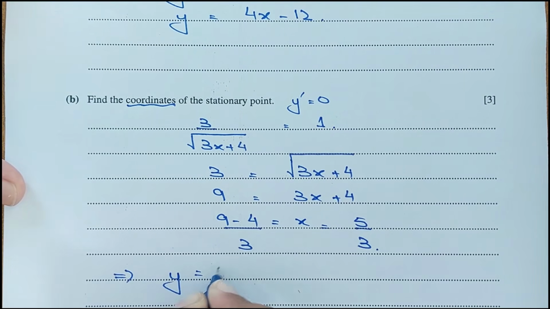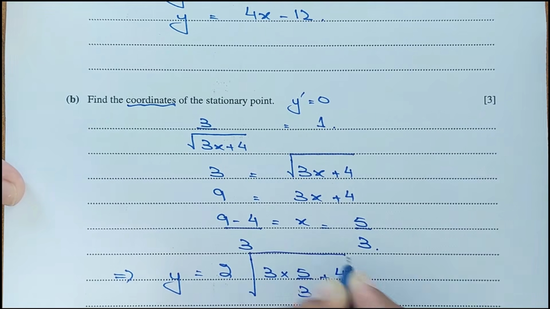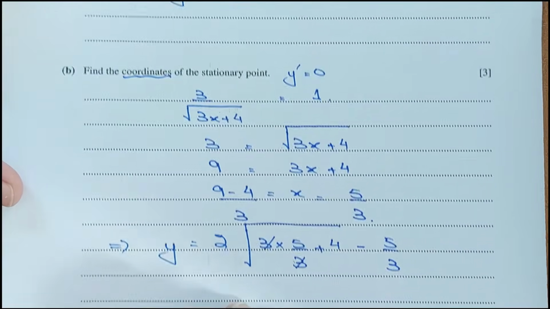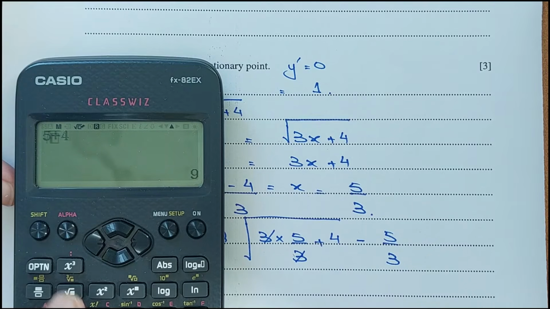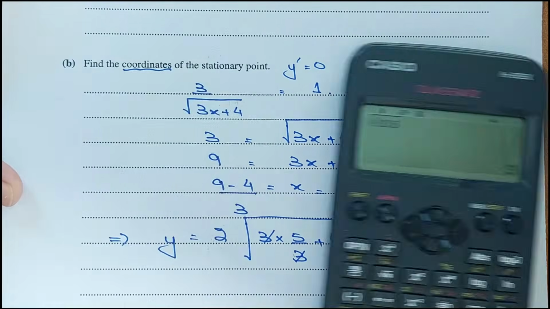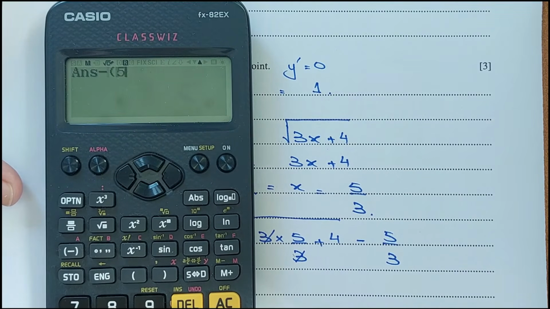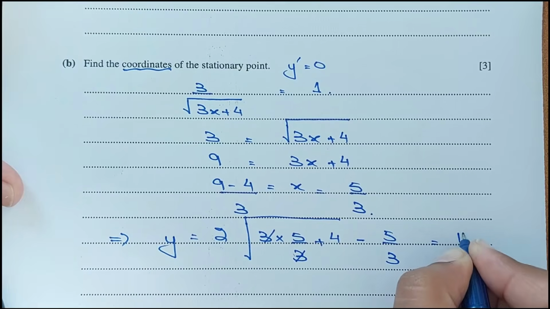So y would be equal to 2 square root of 3 times 5 over 3 plus 4, and minus the x value, which is 5 by 3. The 3 is cancelled with 3. 5 plus 4 is 9, and the square root of 9 is 3, times 2 is 6, minus 5 by 3. 13 over 3 is the y value.